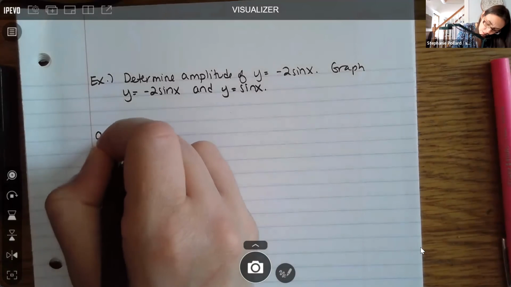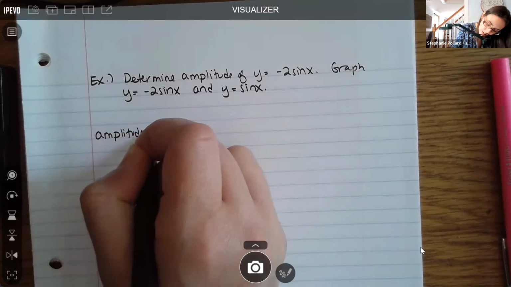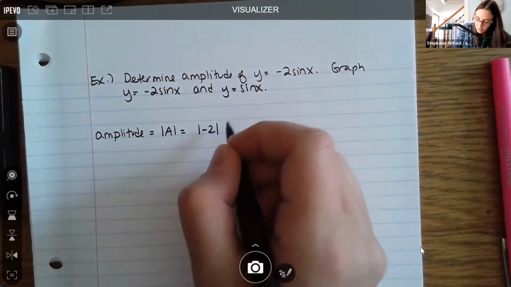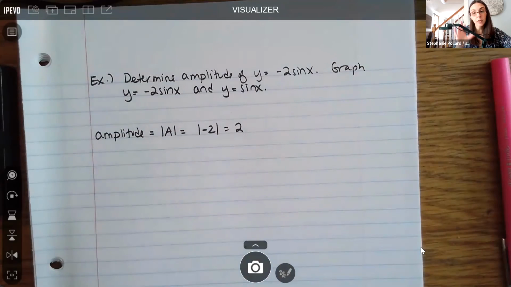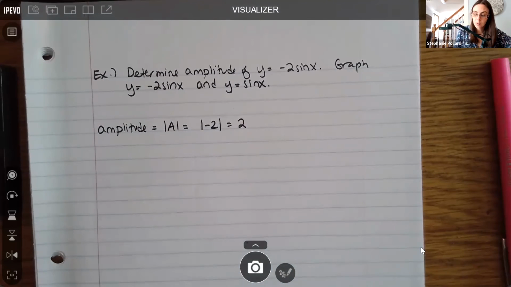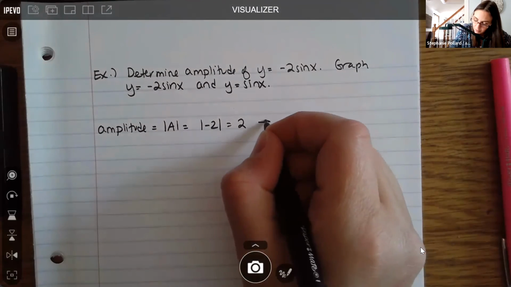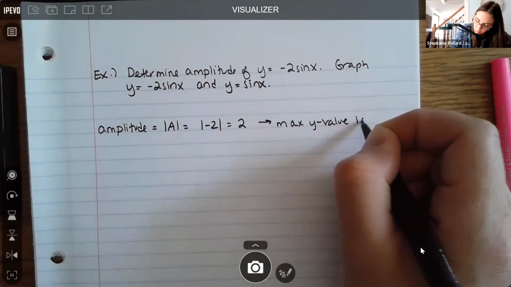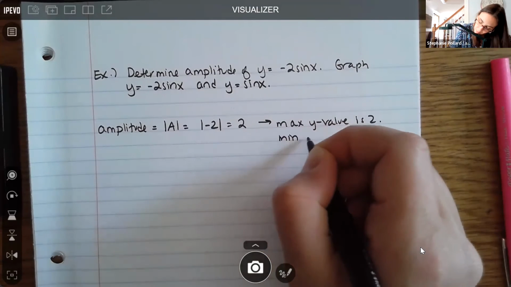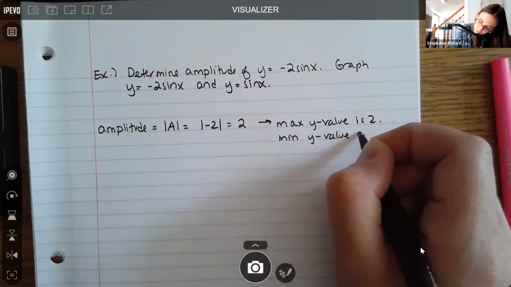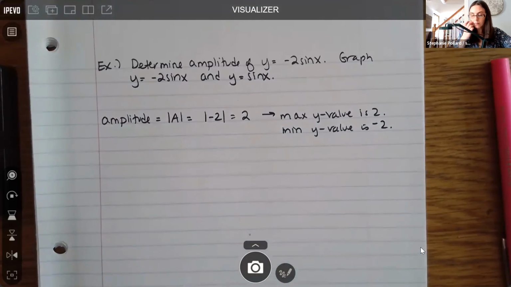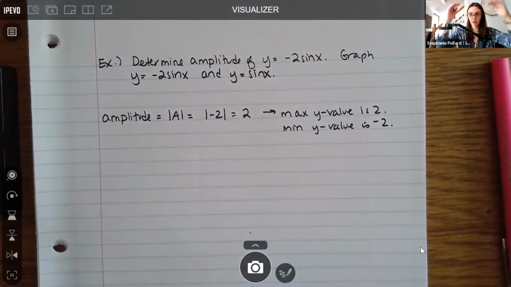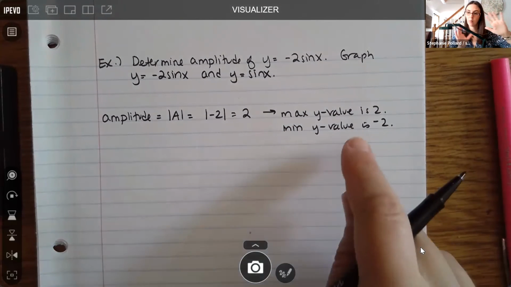So the amplitude is the absolute value of A. So our A here is -2. So it is +2. So your amplitude is positive. So the amplitude is 2. So what's going to happen here is your max Y value is 2. And your minimum Y value is -2. So that idea doesn't change. And again, we're only changing the amplitude. If I had vertical shifts and stuff, then that would also affect the graph. But here we're just doing that one amplitude change.